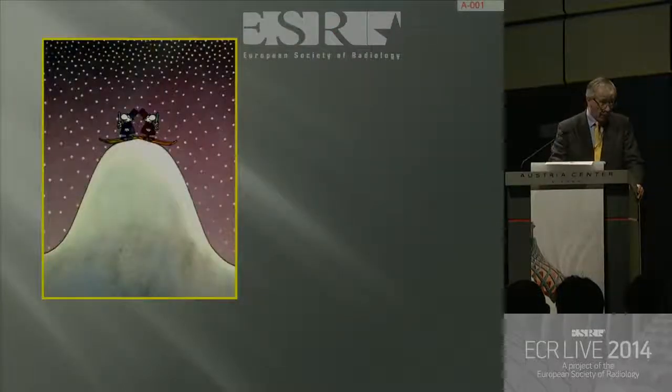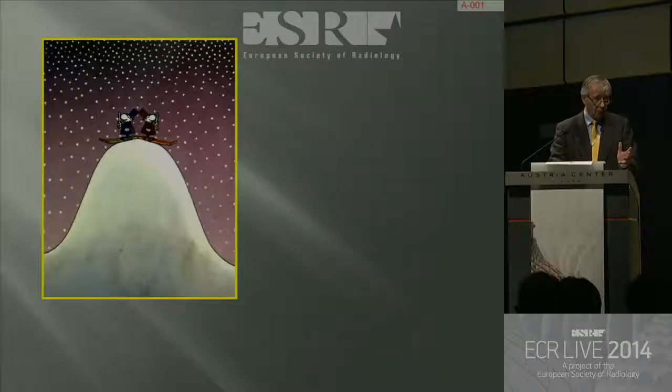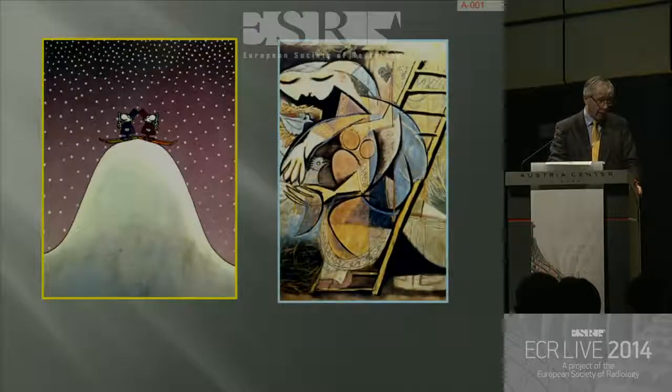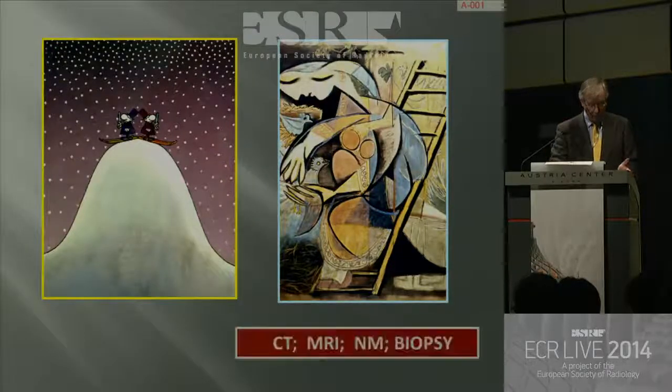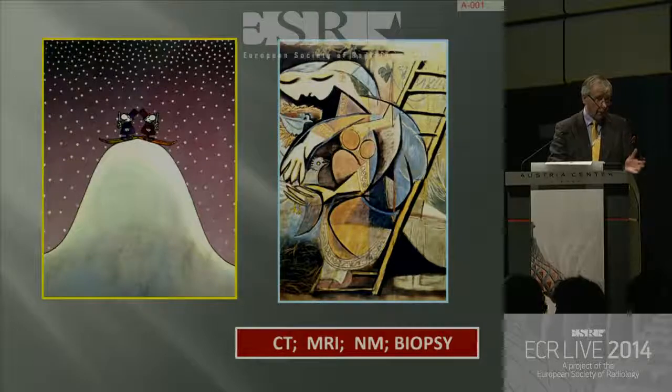So, final message is don't sit there trying to make up your mind and think that is the only thing. Once you've looked at the plain film, decided what the area is, what you think the differential diagnosis may be, then go on to use the complex imaging, which you will hear about in the rest of the course. CT, MR, nuclear medicine, and also remember biopsy may be absolutely vital.